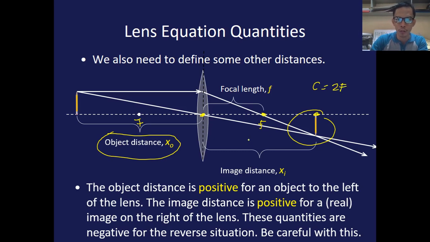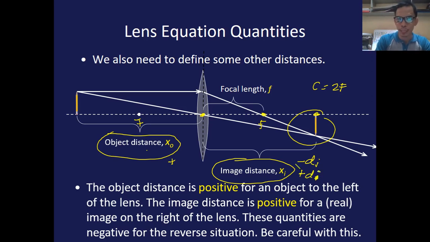Now, the object distance is always positive, just like in your mirror. There is no such thing as a negative object distance. The image distance depends on what kind of lens you are using. Sometimes it is negative and sometimes it is positive.